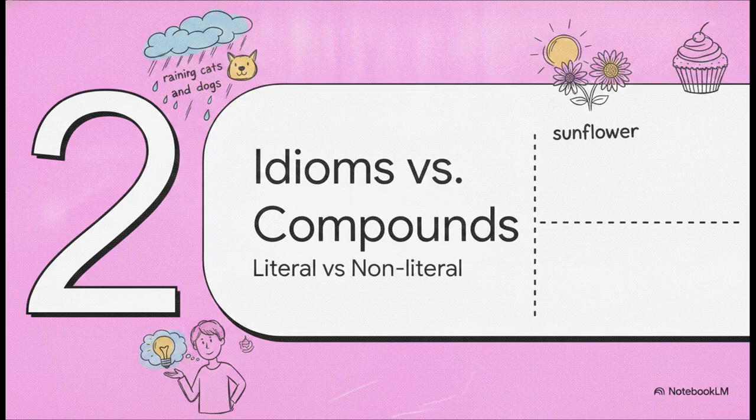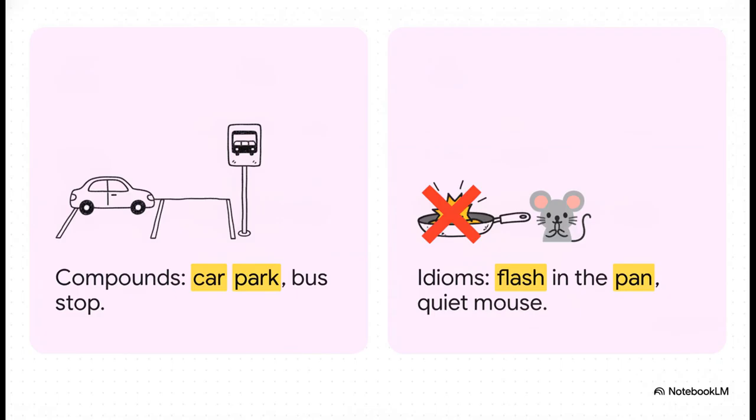Section 2, Idioms versus simple compounds. It's absolutely crucial to distinguish between words that mean exactly what they say and words that paint a figurative picture. Think about simple compounds for a second. These are highly literal. A car park is exactly what it sounds like, where you park cars. A bus stop is where the bus stops. Simple, right? But idioms require you to think outside that literal box.